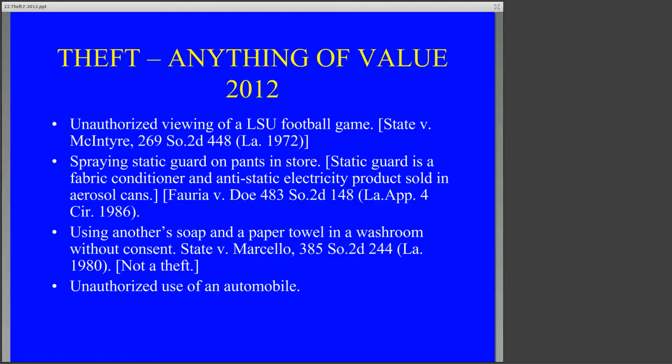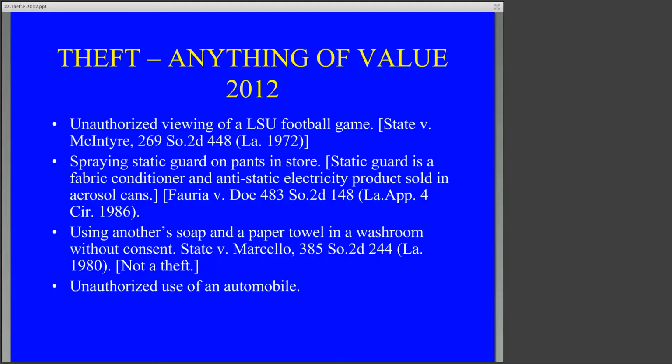What about a person who decides to take the automobile of another for a joyride and to bring that car back? The car is not damaged. Is that theft? Well, we have another name for that crime. It's called unauthorized use of a movable. It is in your statutory supplement under 14:68.